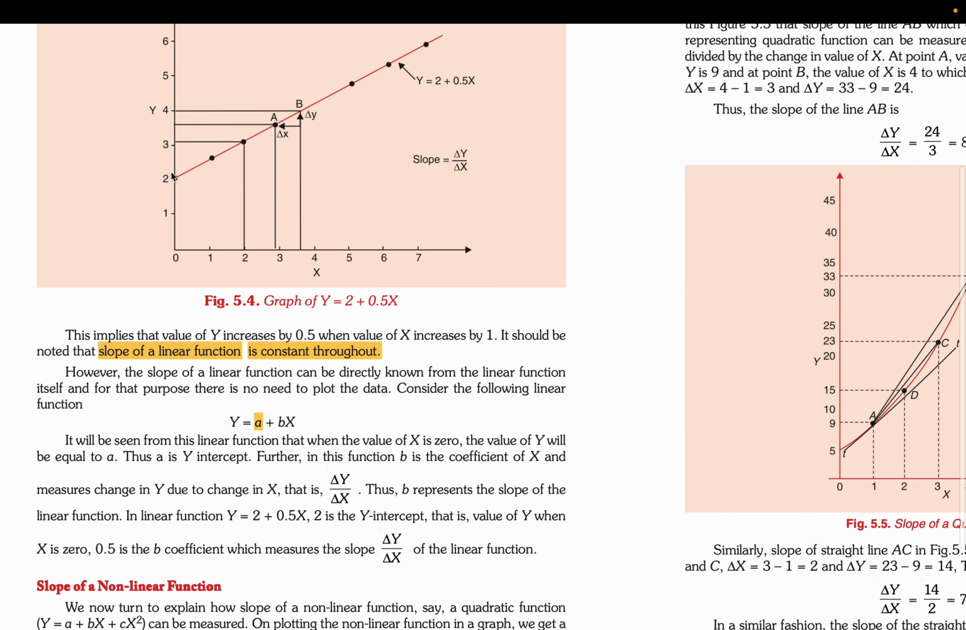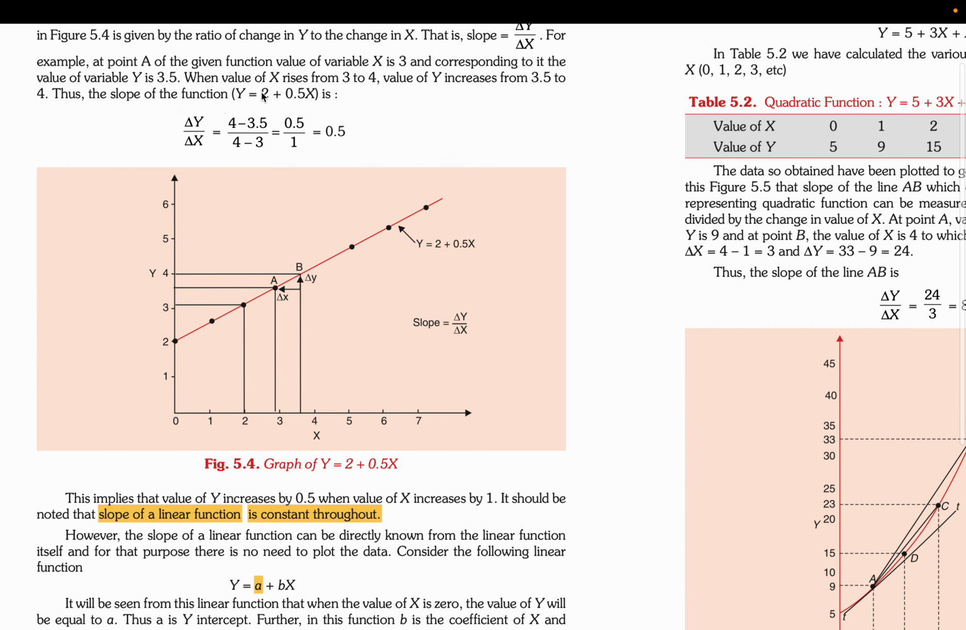Like in this case, the graph of the linear function starts from the point 2. Why? Because y is equal to 2 plus 0.5x. So whenever x is 0, the point is actually 0, 2. So x is 0 here and 2 is where the graph starts, and so you don't even need to put x as 0 and everything, because evidently this is the intercept of y.